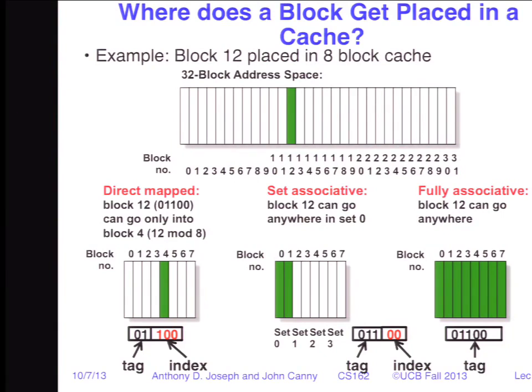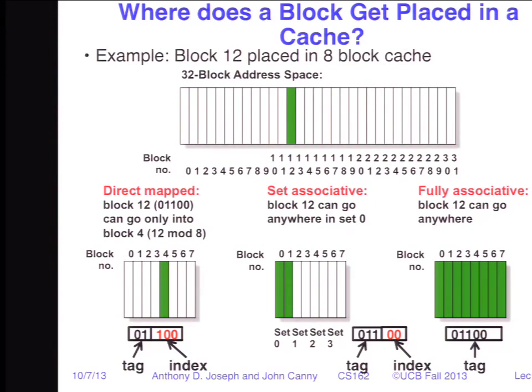So the key thing is when we compare different cache organizations, we always have the same total number of cache entries. So in this case, we have an equal number of entries, 8 entries. In the fully associative, there are 8 choices. In the 2-way set associative, there are 2 choices. In the direct map, there's a single choice.